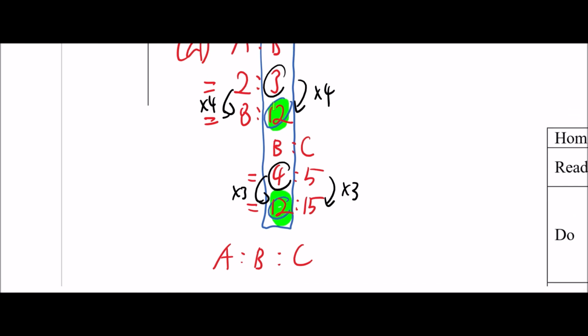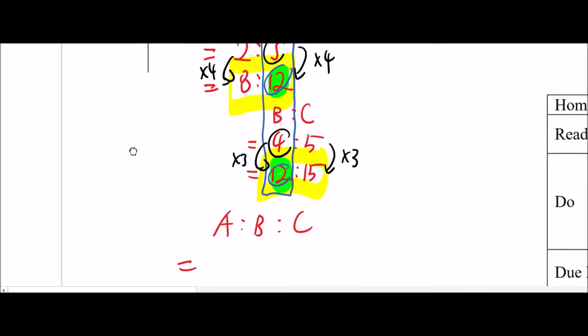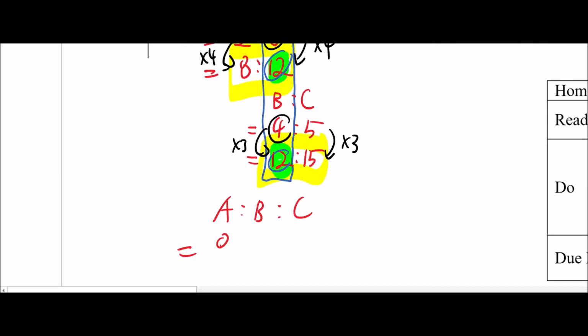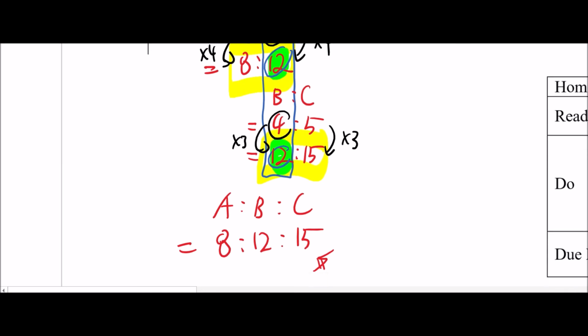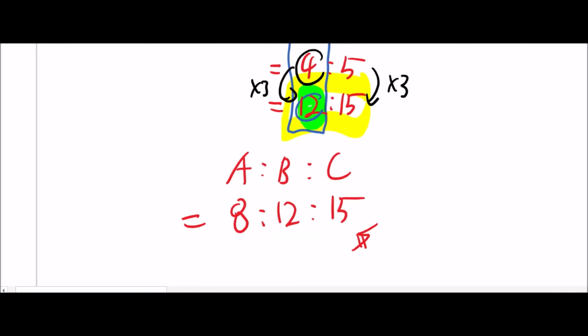Remember, I have to take this ratio here and this ratio here, right? Because that's when B takes 12 units. So it's 8 is to 12 is to 15. And we're done. That's the ratio of A is to B is to C.